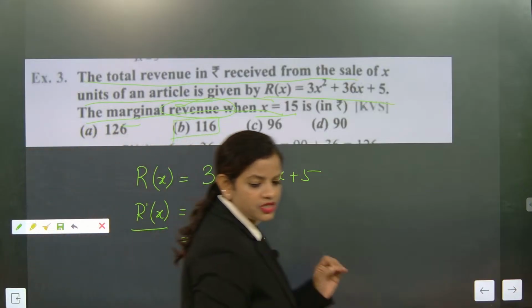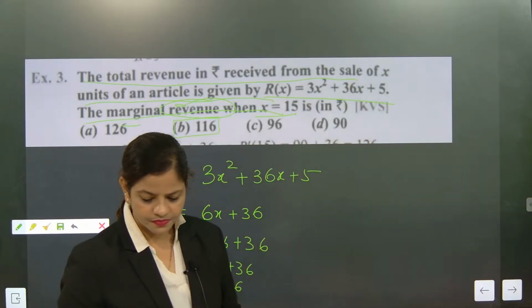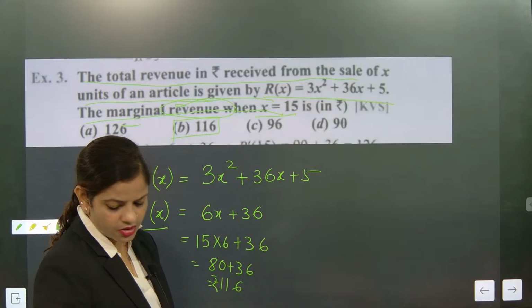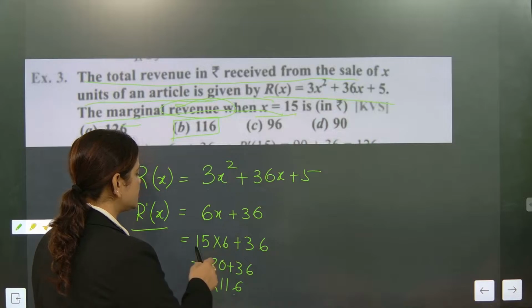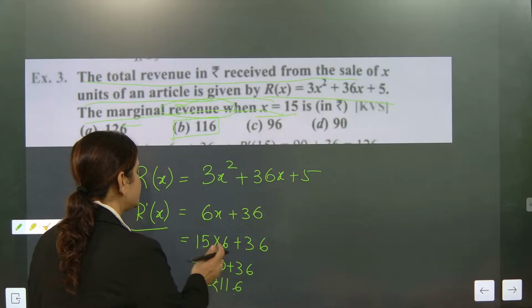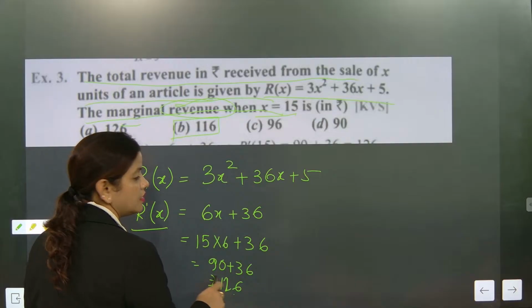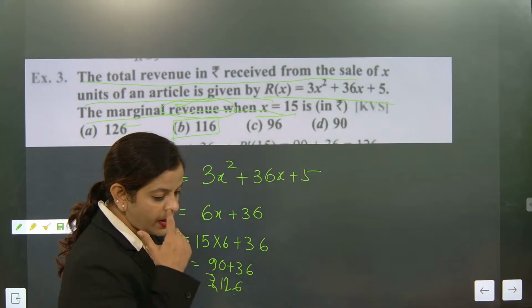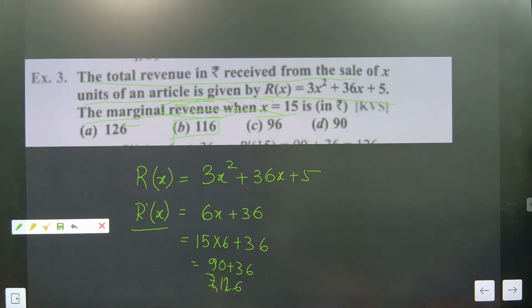So this question was easy. No, 126 or 116? Check it. I may have done the calculation wrong, check. 6 is there, 8, 9, 10, 11, 6, 5, 30. Okay, here it is 9. Got it, 19. So 126, correct. So 126 is coming as the marginal revenue. Yes, I rectified it. 126 is the answer. Understand now? The correct answer here is 126.